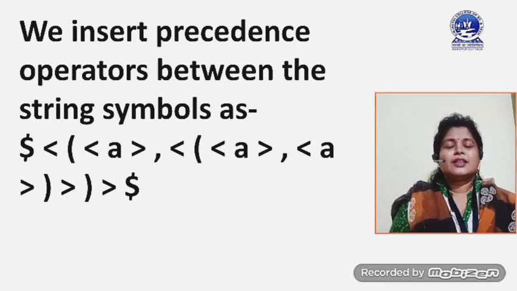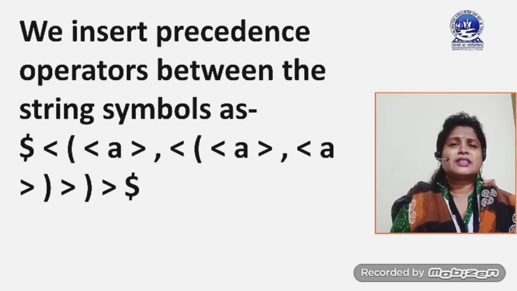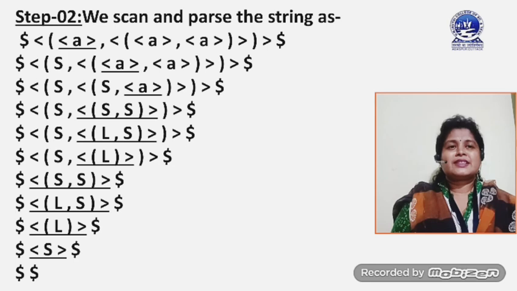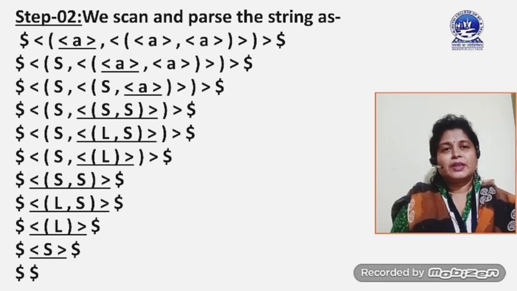The second rule is that the dollar symbol has the lowest precedence. In any programming language we know the precedence rules, and all those precedence and associativity rules are implemented here, so it is easy to understand. Now the next step is we will scan and parse the string. Right now we have: dollar symbol less than opening bracket less than A greater than comma less than opening bracket less than A greater than comma less than A greater than ending bracket greater than ending bracket greater than dollar.